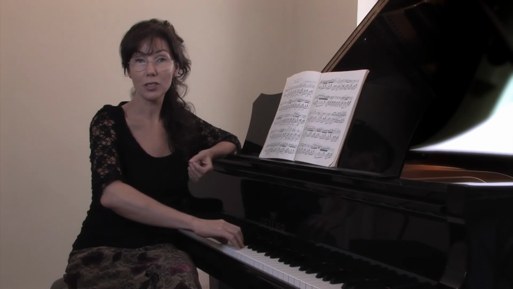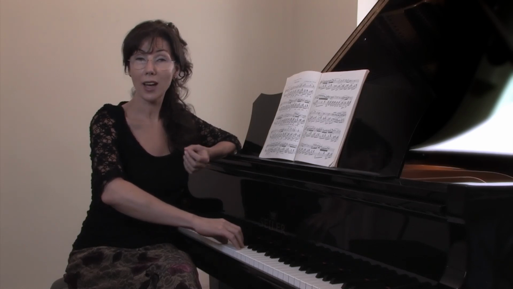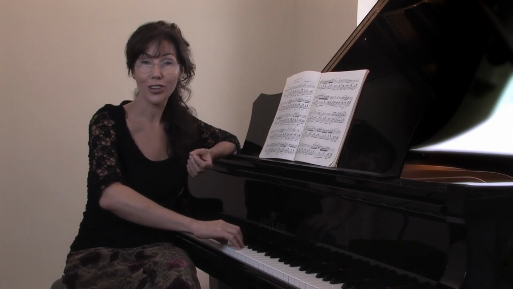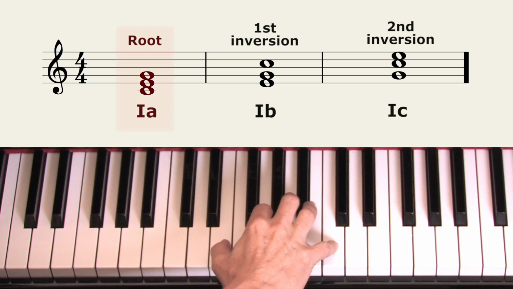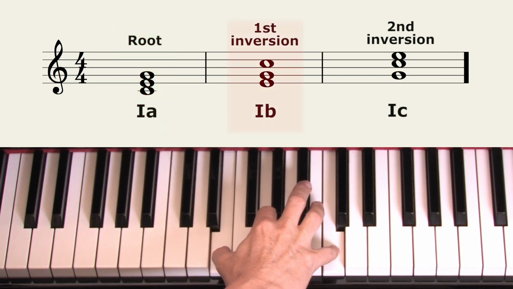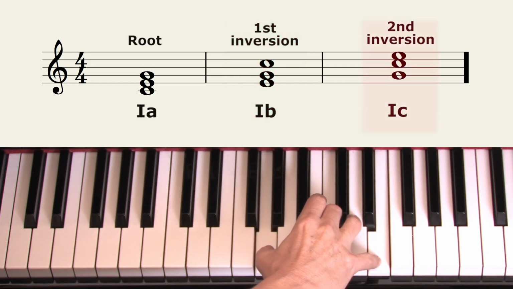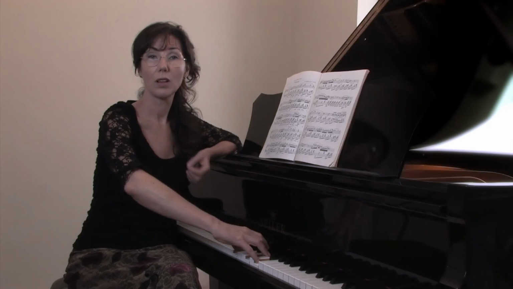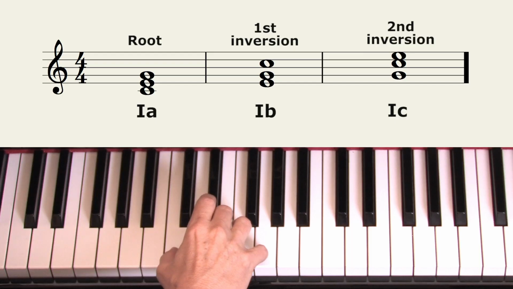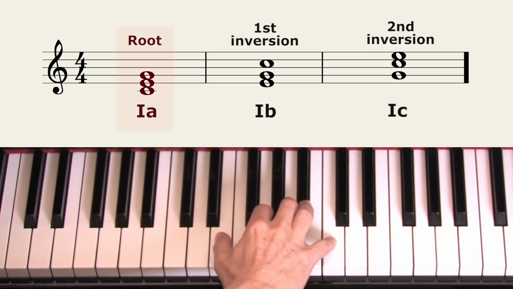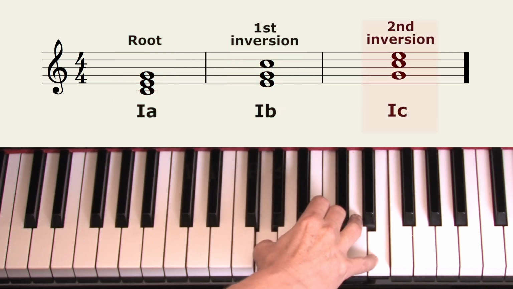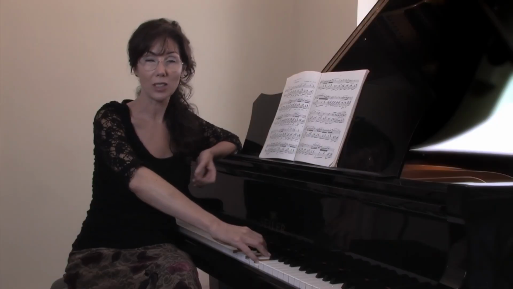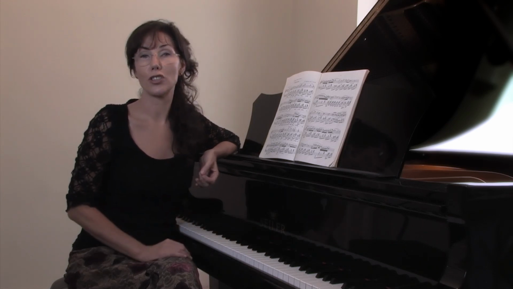The different positions of a chord, which I covered in my session on tonic triads, will either be root position, or first inversion, or second inversion. Those three different positions will be labelled in root position with a little A, in the first inversion with a little B, and in the second inversion with a little C. If you're still unsure of this, please go back to my session on tonic triads.